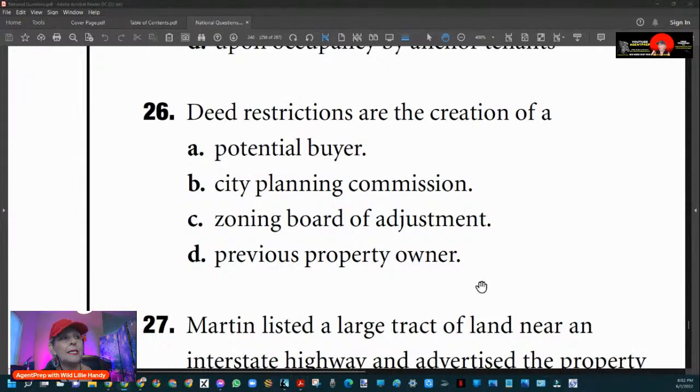All right. Deed restrictions are the creation of a what? A, potential buyers. B, city planning commission. C, zoning board of adjustment. Or D, previous property owner. Deed restrictions are the creation of whom? Type your answer in the chat. And we'll be back for the answer. Give you a few moments to type the answer.